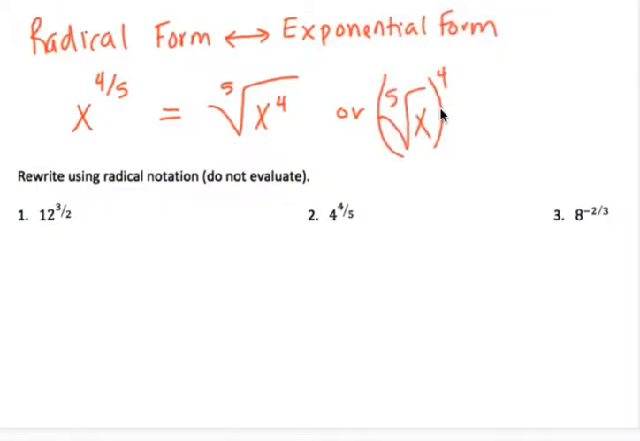So I can write it as the fifth root of x to the 4th, or the fifth root of x all to the power of 4. So notice that the number in the top is the power when you rewrite it, and the number in the bottom, that's the root when you rewrite it.